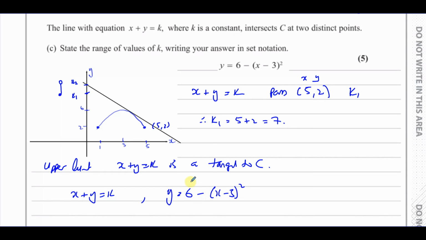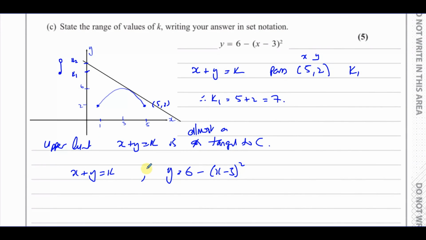Okay, so we can say the upper limit is when x plus y equals k is almost a tangent to C. You can say almost a tangent, because when it's a tangent, there's only one solution. So it's just before it reaches being a tangent. So what we can do here is find out when there are two solutions. The values of k for which there are two solutions will tell us that limit. Okay, so that's when b squared minus 4ac.